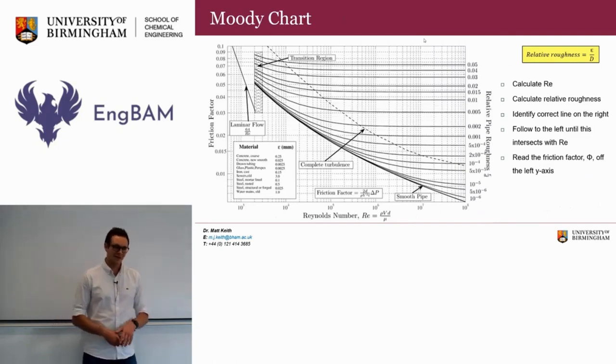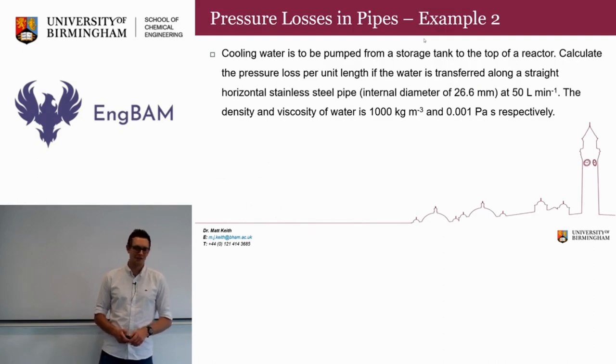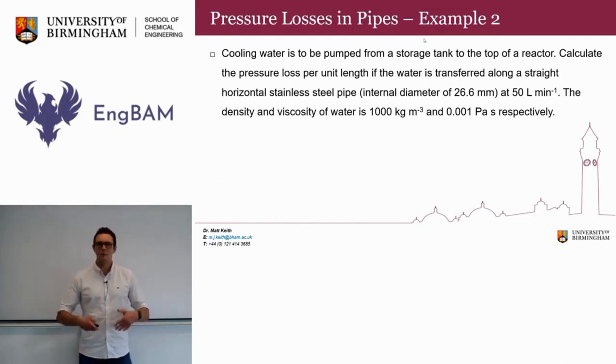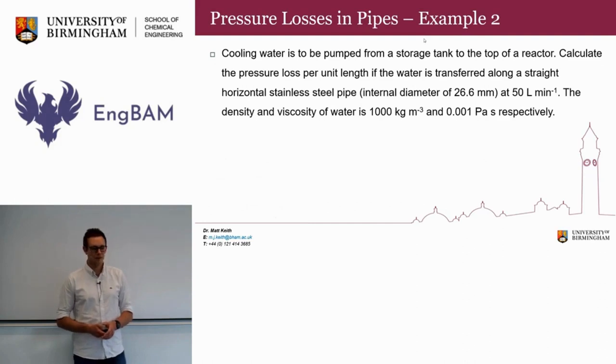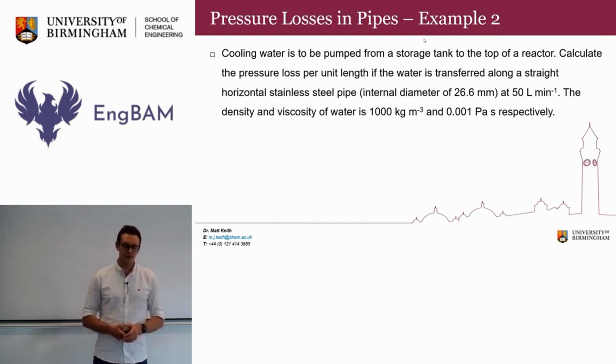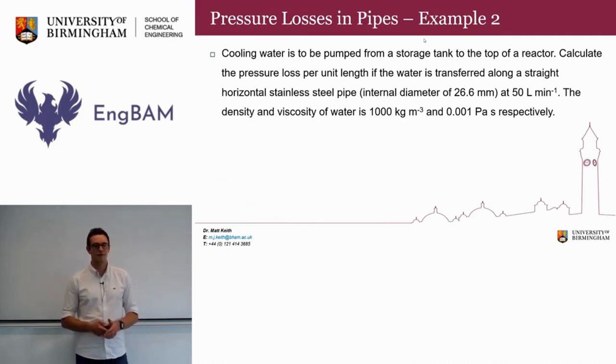That's a little bit difficult to follow, just with me describing it. So let's look at a real-life example of that. If we take cooling water from a storage tank and pump it to the top of a reactor, calculate the pressure loss per unit length if the water is transferred along a straight, horizontal stainless steel pipe with a given internal diameter at a given flow rate of 50 litres per minute. We also have the density and the viscosity of the water given there as well.